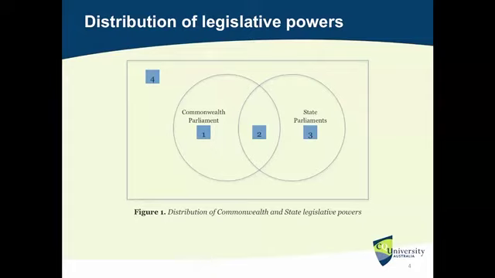More importantly, even if both the state parliaments and the Commonwealth Parliament can legislate on the same subject matter, and especially when the Commonwealth Parliament has not indicated its intention to cover that field exclusively and completely, still, if there is an inconsistency between the Commonwealth law and the state law, then it will be the Commonwealth law that will prevail. And the state law, to the extent of the inconsistency, will be considered invalid.